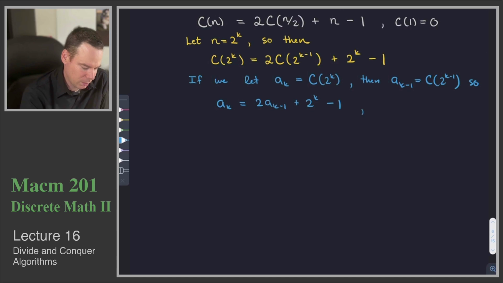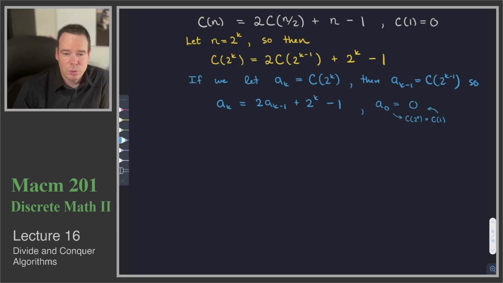What does our initial condition become? Well, our original initial condition is C(1) = 0. But what is C(1)? That corresponds to k being 0, because in C(2^k), in order to get the thing inside to be 1, I need k to be 0. So that means we've got our initial condition for a_0. What is a_0? It's C(2^0), which is C(1), which is 0. So our initial condition is a_0 = 0.